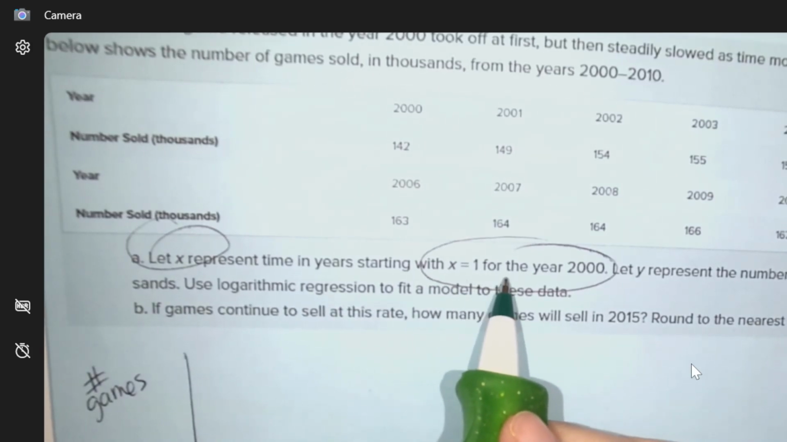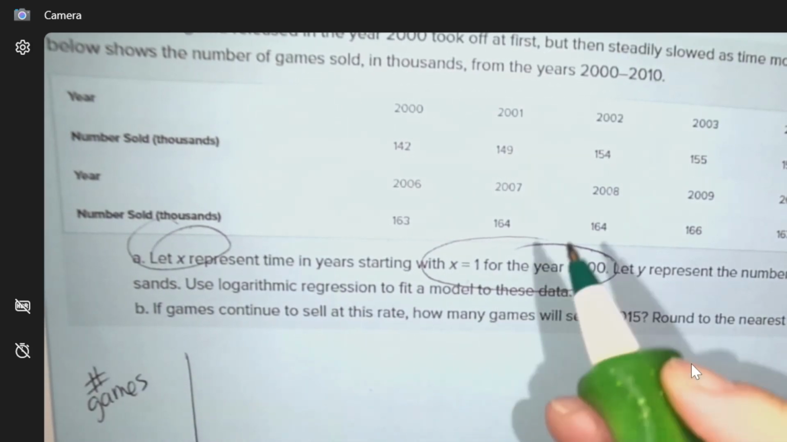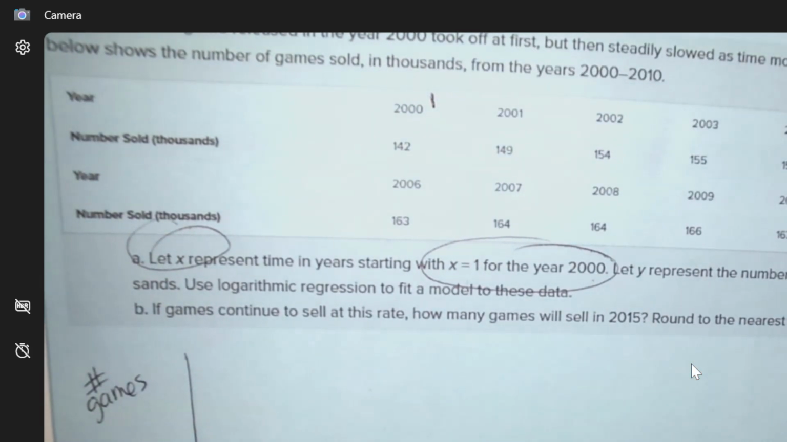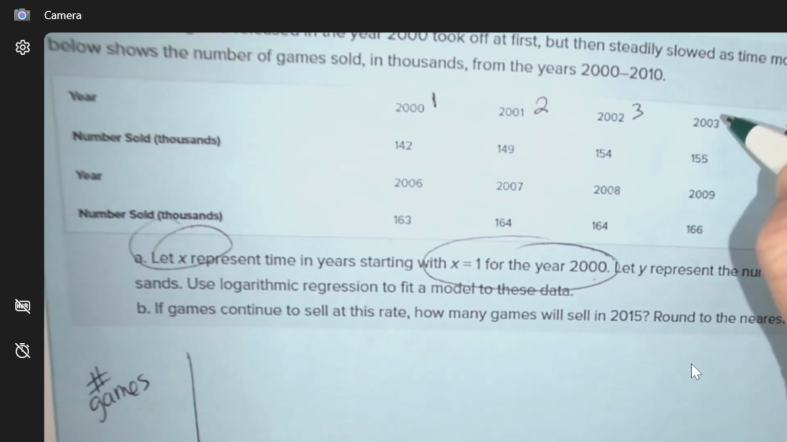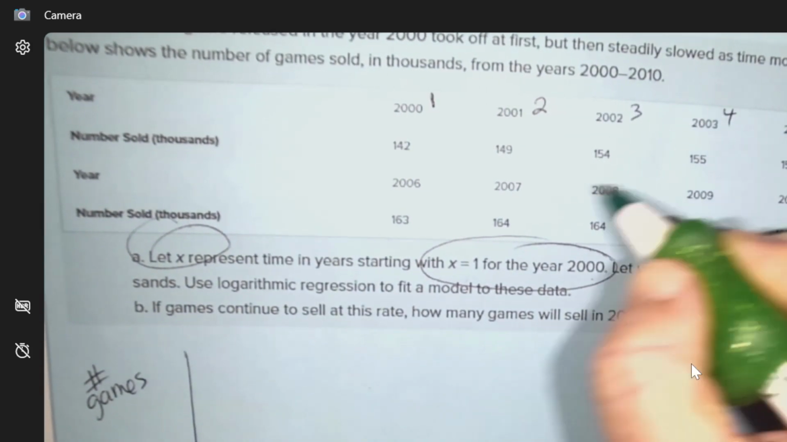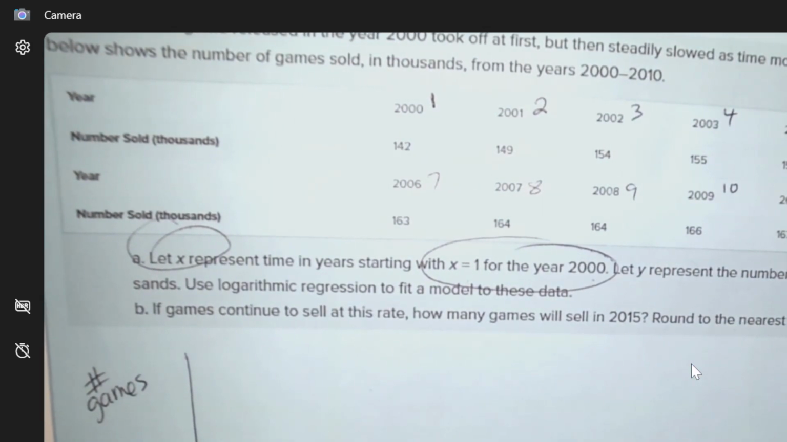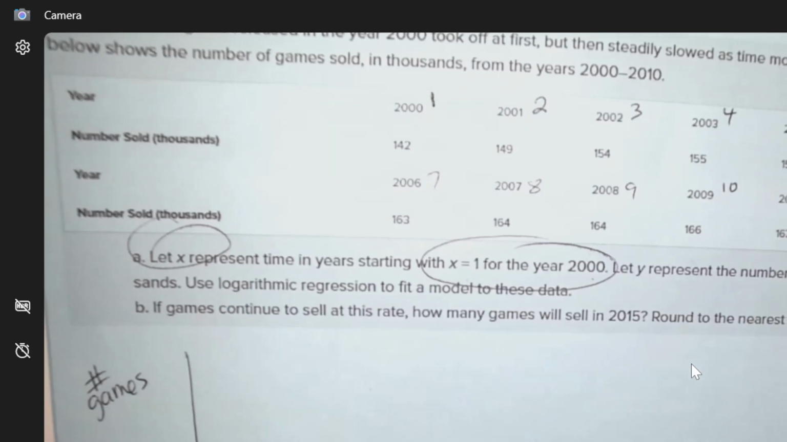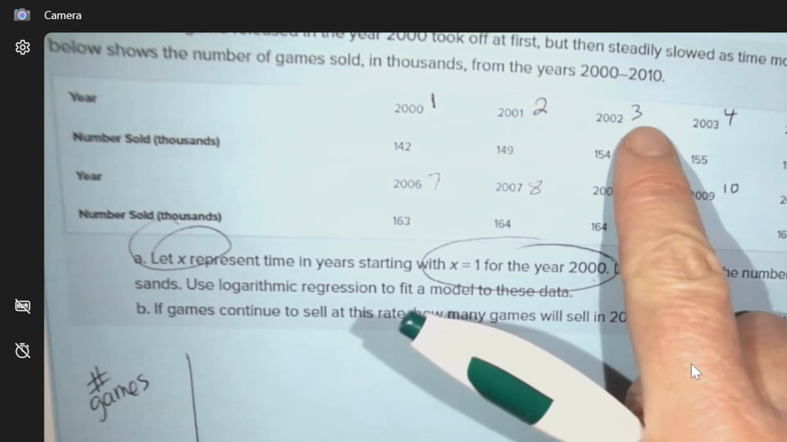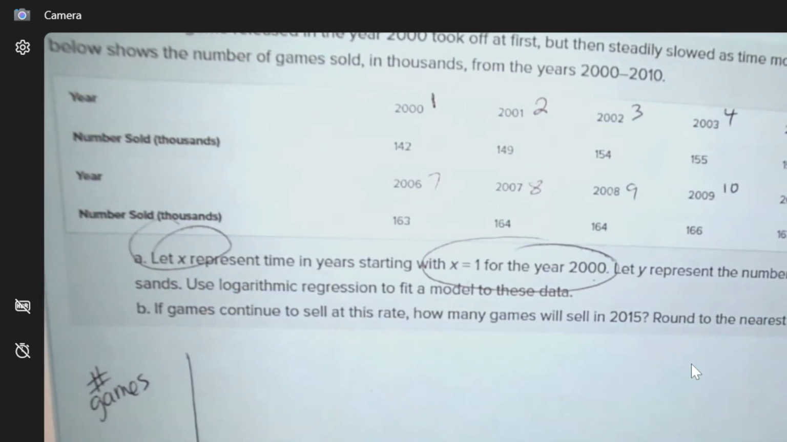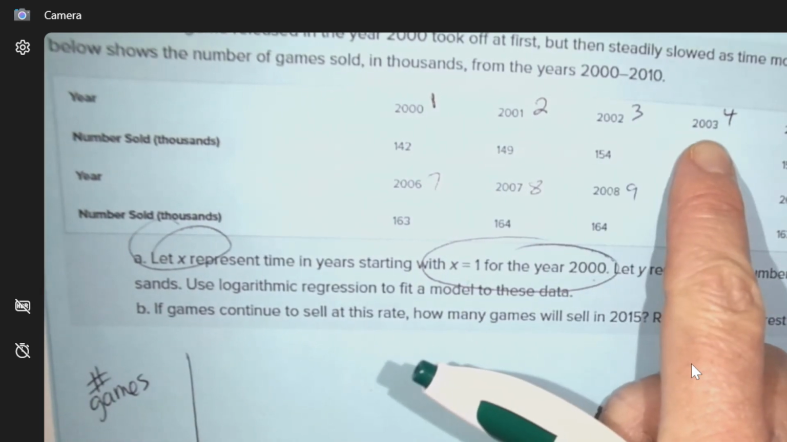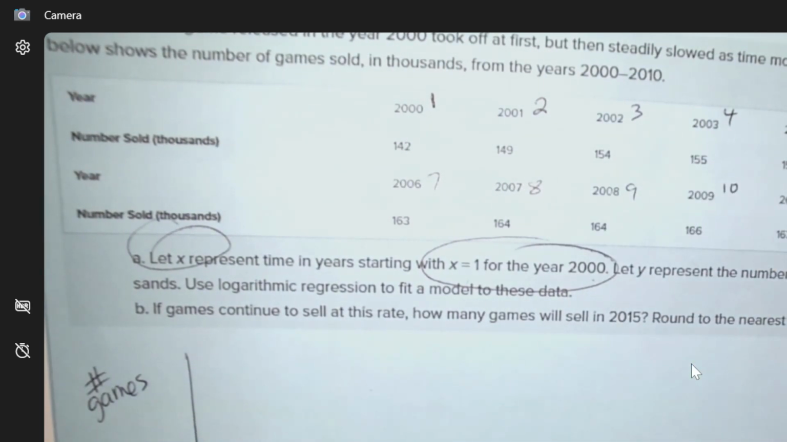Let X equal 1 for the year 2000. So that's going to be a 1. So then this would be a 2, 3, 4, 5, 6, 7, 8, 9, and a 10 and 11. There was no skips, right? We didn't skip one. How do you know when you skipped one? Like if this was 2002, but then this was like 2005. Oh. That's how I caught you on that last test. I didn't just go 1, 2, 3, 4, 5. I did, like there was missing.